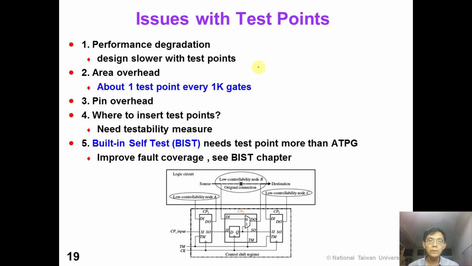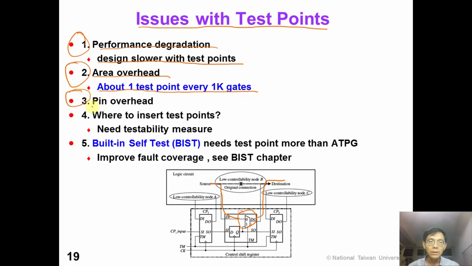So test point insertion seems to be a very good DFT technique. However, test points are not free. There are some penalties. Number one, test points cause performance degradation. As we can see from this example, there is one extra gate between the source and the destination. So the design with DFT is slower than the original design. Second, we have extra area overhead. Based on a rule of thumb, there is one test point for every 1,000 gates.